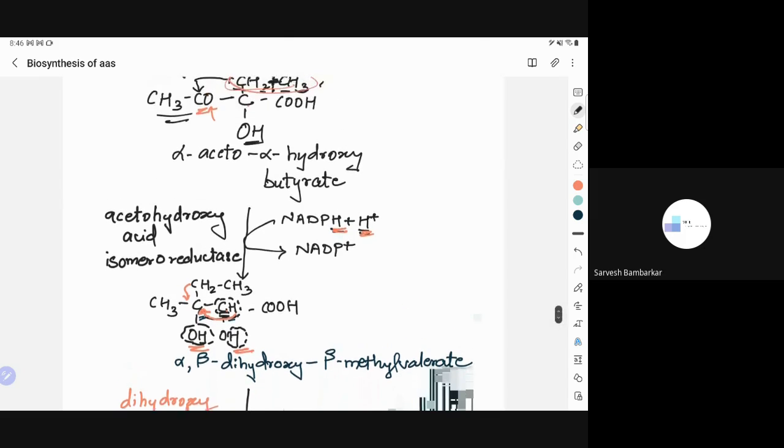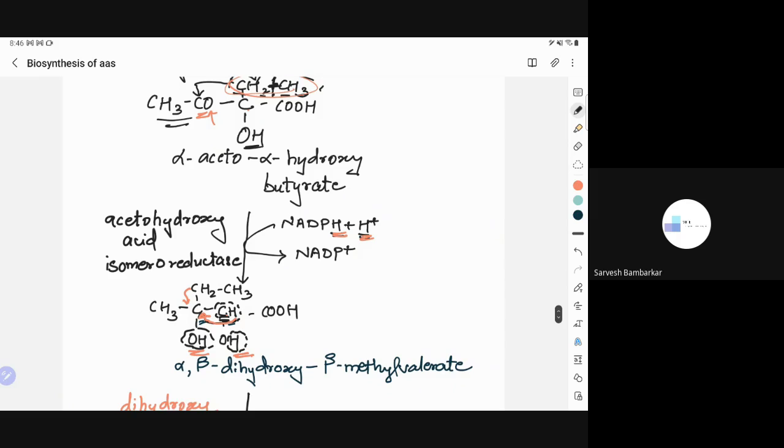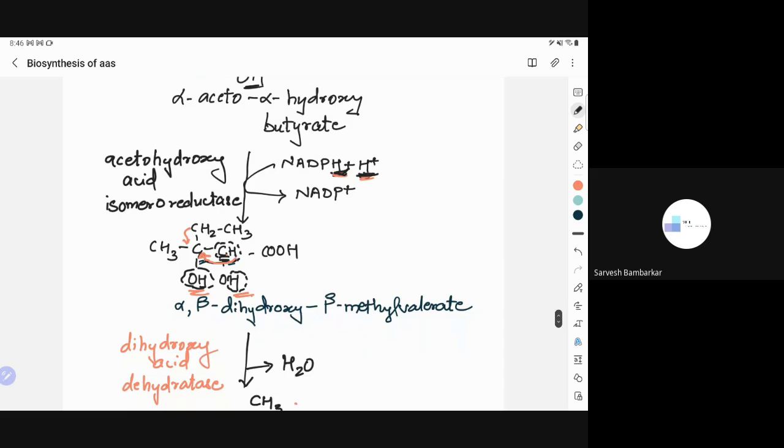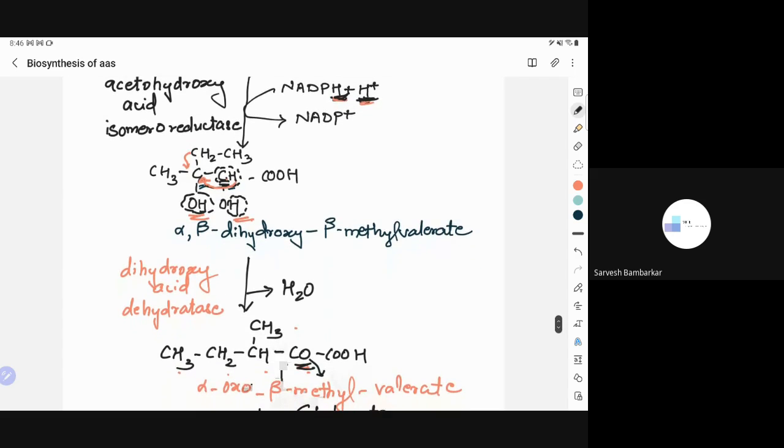Post which you carry out a reduction reaction. And during this reduction reaction, you will basically see that you are shifting the CH2 CH3 group that you see over here to the adjacent carbon. And hence, this carbon that you see over here will get a hydrogen, which is coming from NADPH. And this oxygen also that you see over here will get another hydrogen, which comes from NADPH and H plus. So that's how you get two hydroxyl groups. So it becomes alpha beta dihydroxy beta methyl valerate.